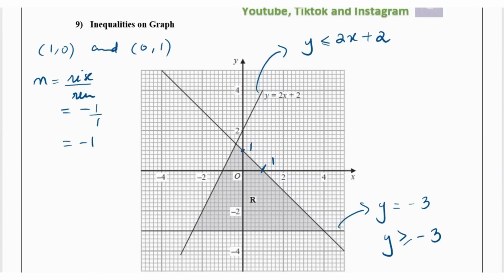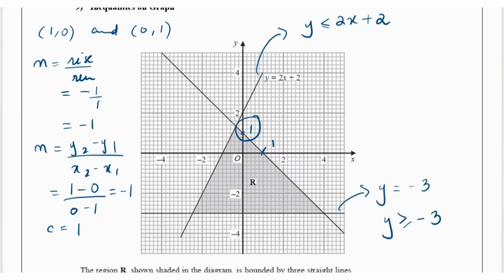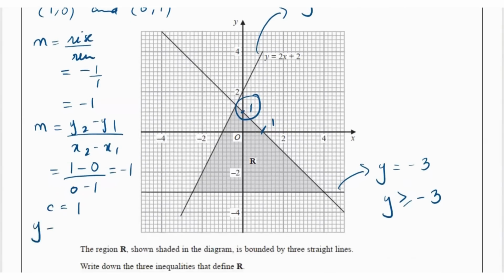You can also use the y2 minus y1 formula. y2 minus y1 over x2 minus x1. So that's 1 minus 0 over 0 minus 1, which is also -1. Y-intercept is this. So that means your equation is going to be y equals -x plus 1.